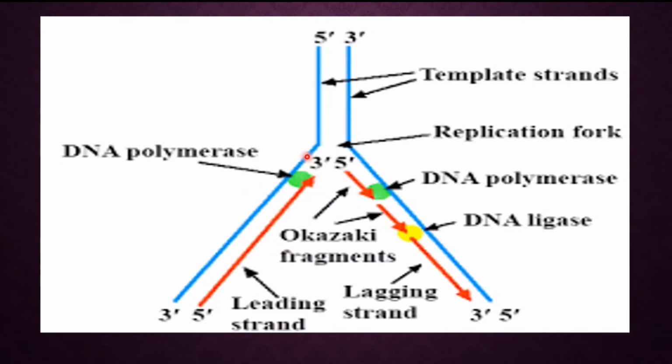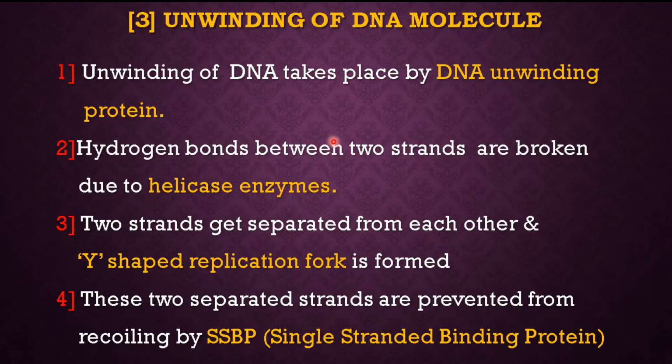Now see what happens here. This coiling opens, and the DNA gets uncoiled or unwound. Then between the strands hydrogen bonds are present. These hydrogen bonds are broken because of the enzyme called helicase. Okay, now what is the third step?